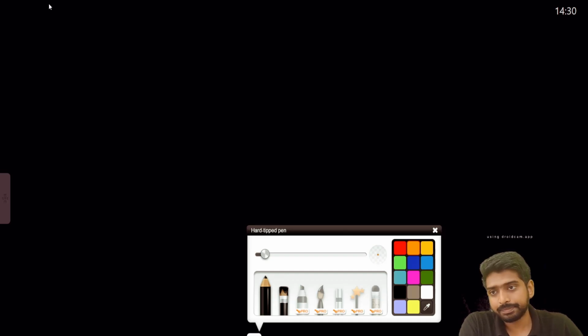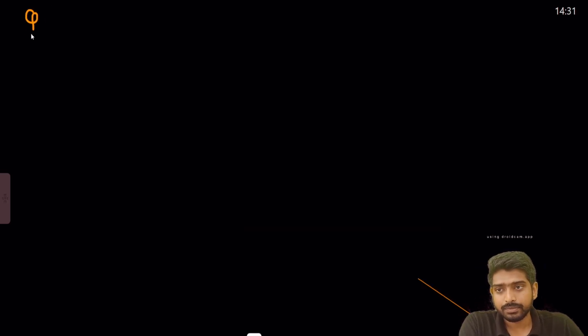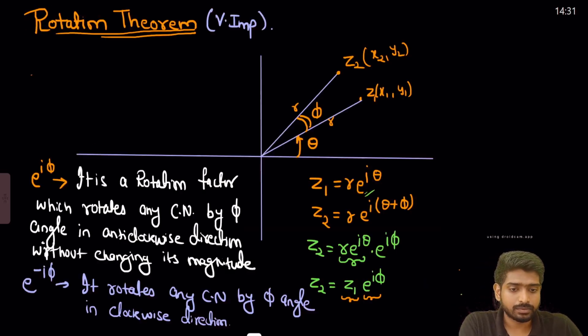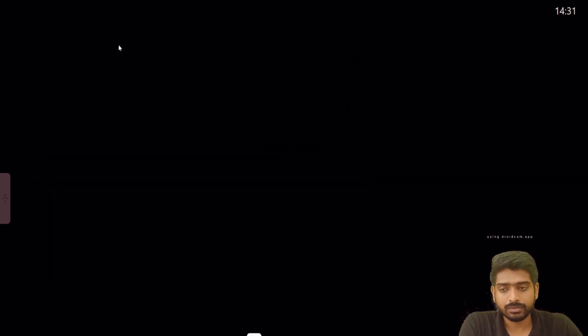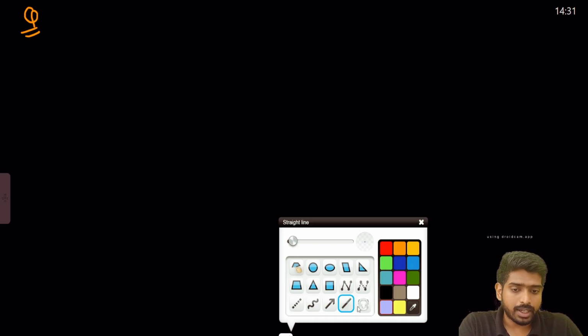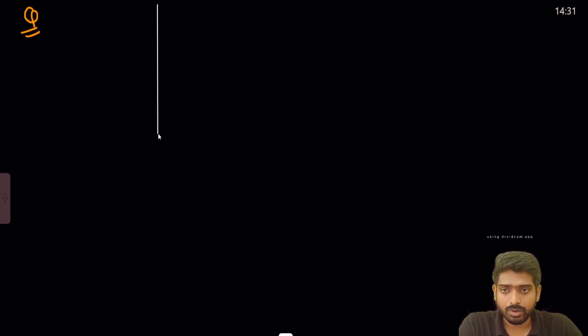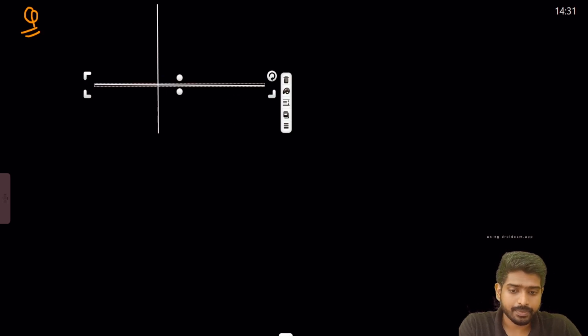Suppose, for example, I'll take two vectors. My y-axis. This one is my x-axis.